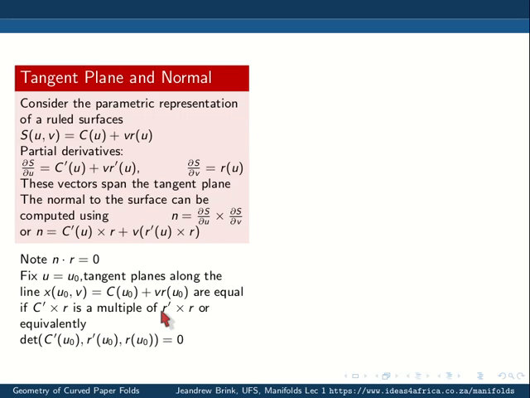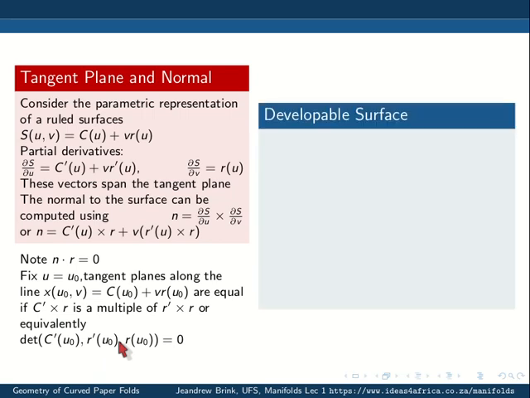Okay, and this condition that C prime cross R is a multiple of R prime cross R is equivalent to simply saying that this determinant, in other words, the cross product of these two, is 0. Okay, so these two expressions are equivalent. And that then is the restriction we have on a developable surface. So a developable surface basically is a ruled surface that is developable into a plane. In other words, you can actually put a plane next to your ruled surface and then roll it out flat.